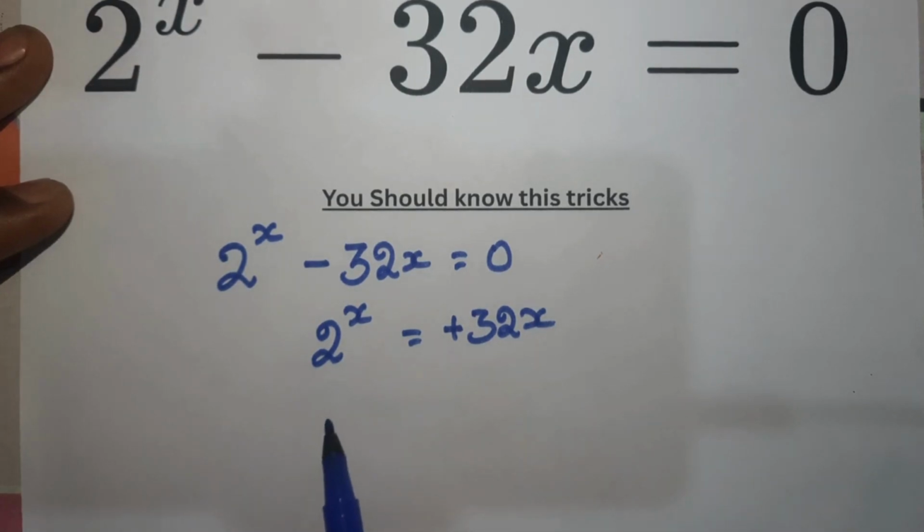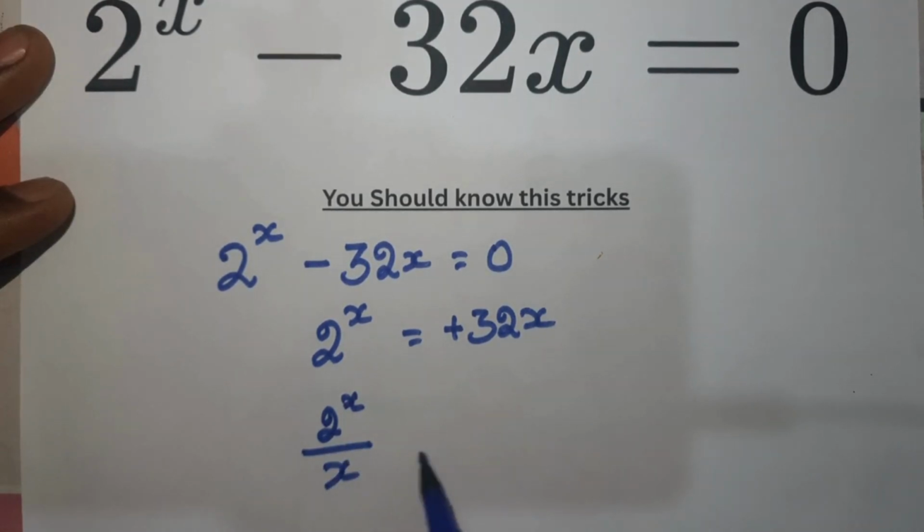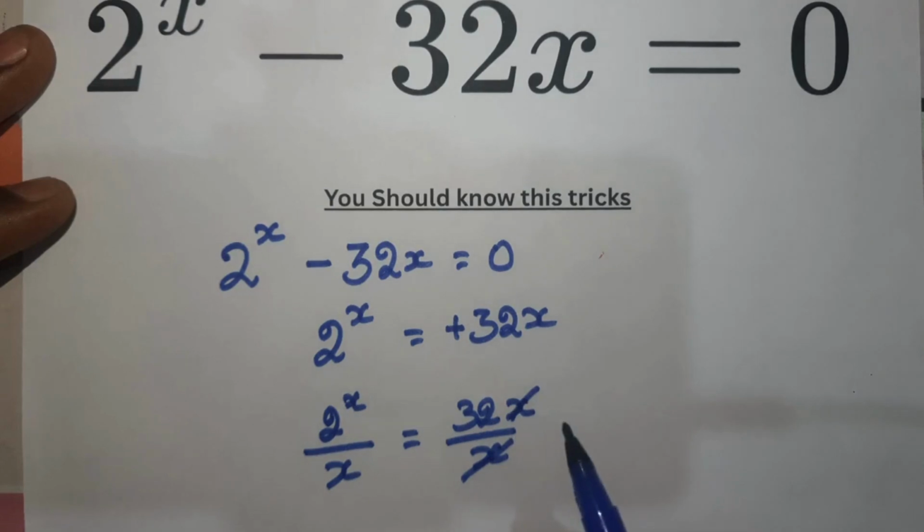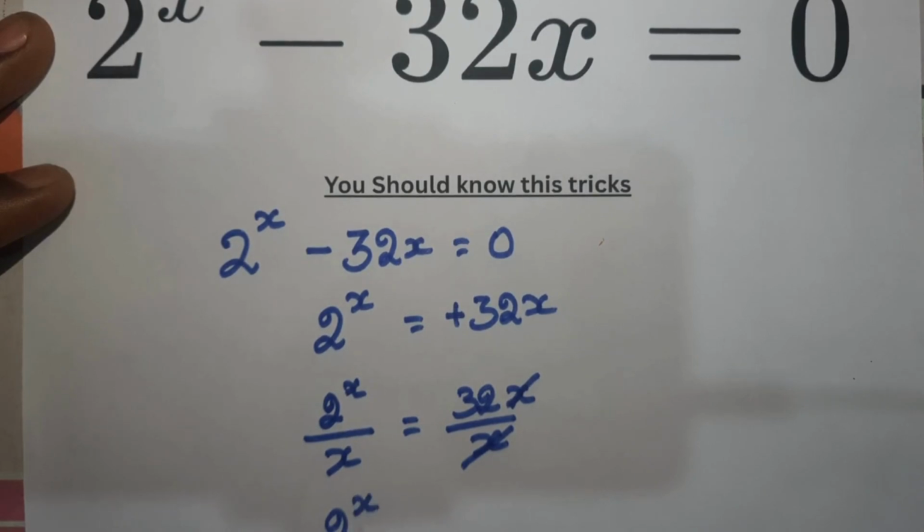Now 2 to the power of x, we are dividing both sides by x. 32x divided by x, this x and this x will get cancelled. So 2 power x by x equals 32.